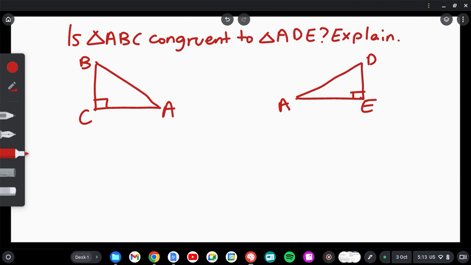This is a fairly simple question. We'll call this 3, 4, 5, as well as this. Are they congruent? I'll give you some time to work it out.